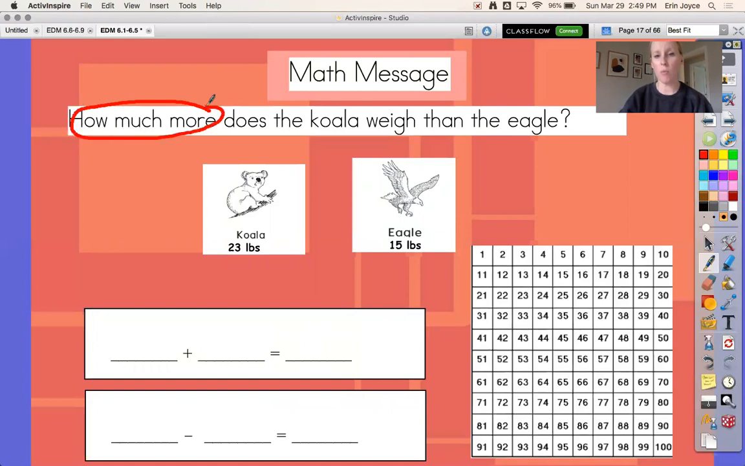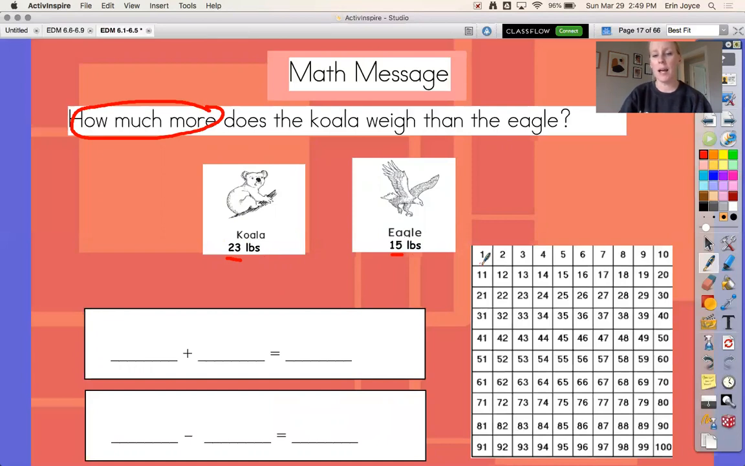Oftentimes when I hear how much more, my brain goes into subtraction mode. I think, okay, how much more? I need to find the difference between these two things. But I'm more comfortable with addition, so let's solve it that way first. So let me take in my information. I see that I have a koala, and my koala weighs 23 pounds. LBS is the abbreviation for pounds. And I see that the eagle weighs 15 pounds. There it is again, LBS. So how much more does the koala weigh than the eagle, since the koala is heavier?